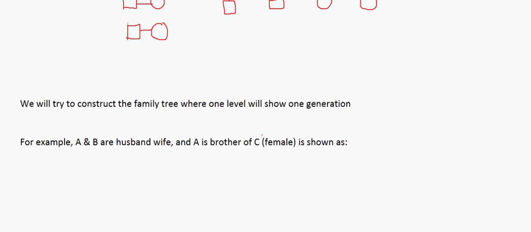Now let's remove this female first and then see what the cases can be. In these types of puzzles there can be multiple cases as well, right? We'll see this by this example. A and B are husband and wife. A is brother of C. Now A is brother of C means A is male. Now when A is male, B has to be female.